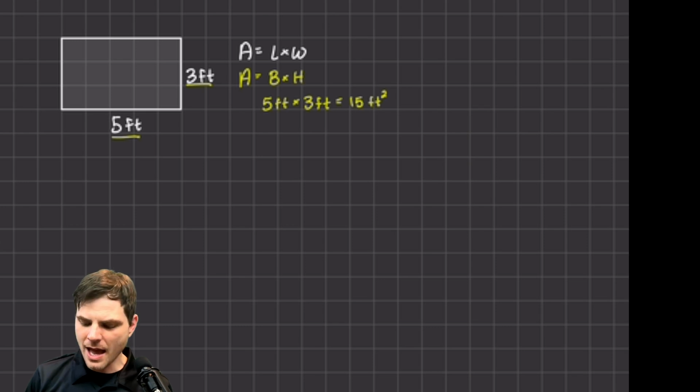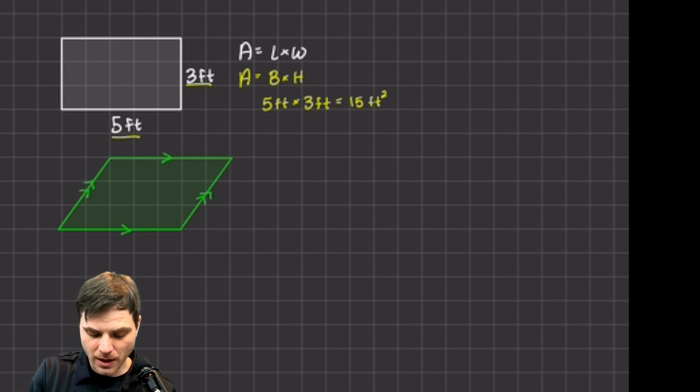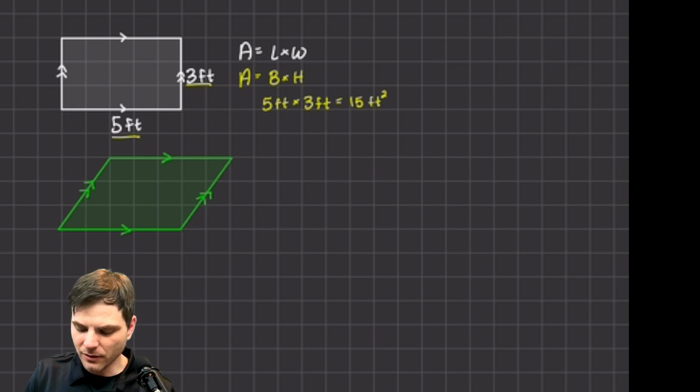So if we have now this other shape called a parallelogram, it is a shape where you have 2 pairs of parallel sides. So we have, these are parallel, and these are parallel. You see these kind of arrows written in to say that. And if you notice, rectangles are also types of parallelograms already.